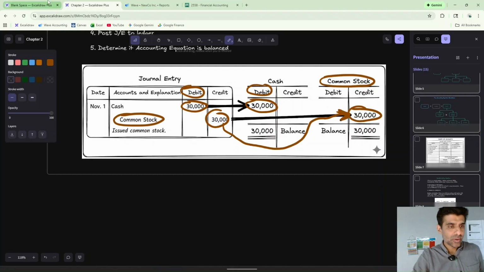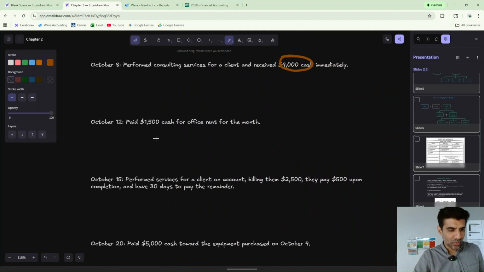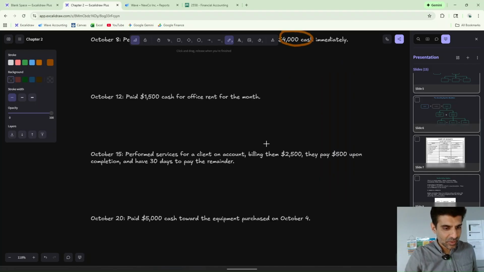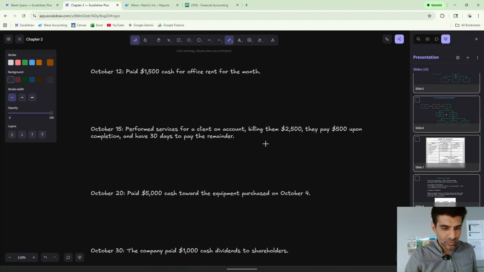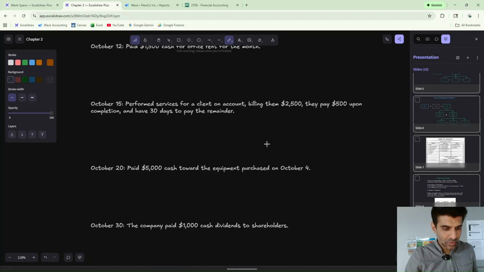Okay, let's do another one. Paid $1,500. Let's skip that one because that's just another cash. Okay, what about this one? October 20th. We paid $5,000 cash towards the equipment we purchased on the 4th. Remember we bought that on account, right? So what are the accounts involved?